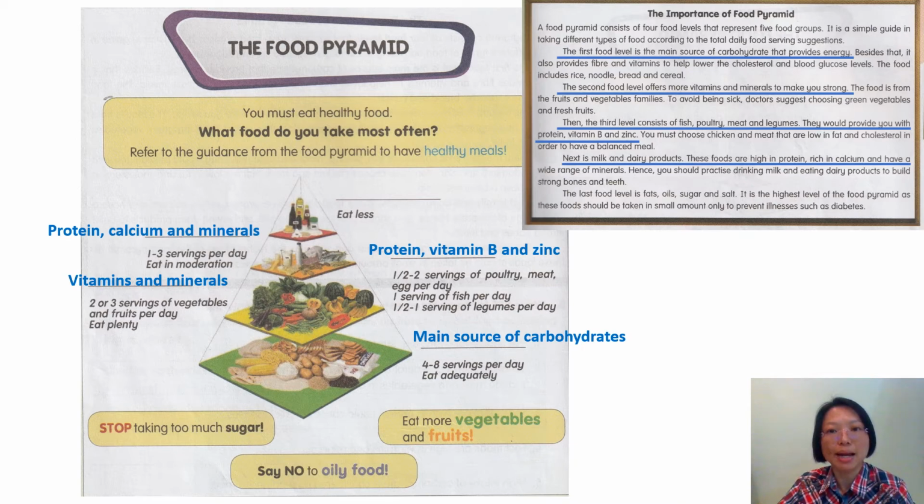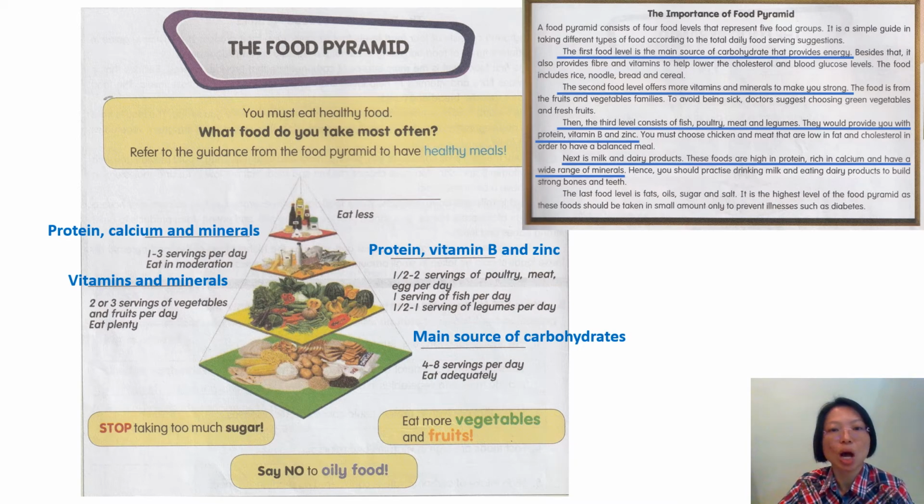Next is milk and dairy products. So, milk and dairy products can give us protein, calcium, and minerals. And these foods are high in protein, rich in calcium, and have a wide range of minerals.